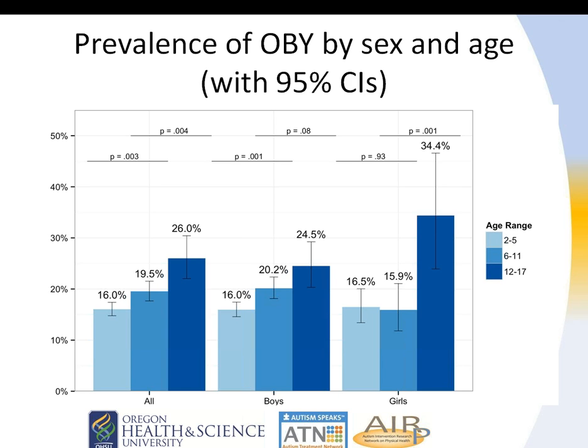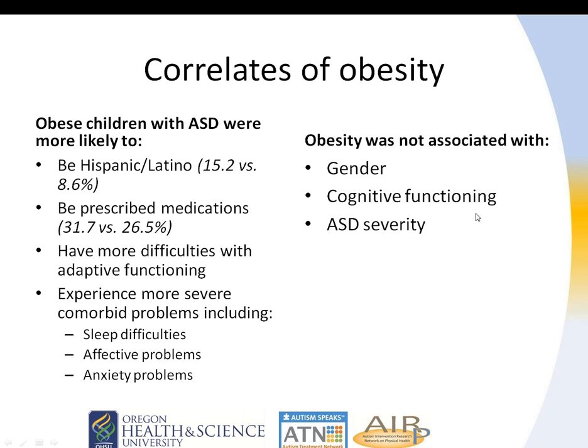We're in the process right now of finishing up analyses comparing our prevalence estimates from the ATN database to a sample from the National Health and Nutrition Examination Survey, which is the best nationally representative sample through the CDC for U.S. overweight and obesity prevalence estimates. So look for that in some upcoming research coming out of our group. We're just finishing up those analyses now. Next slide.